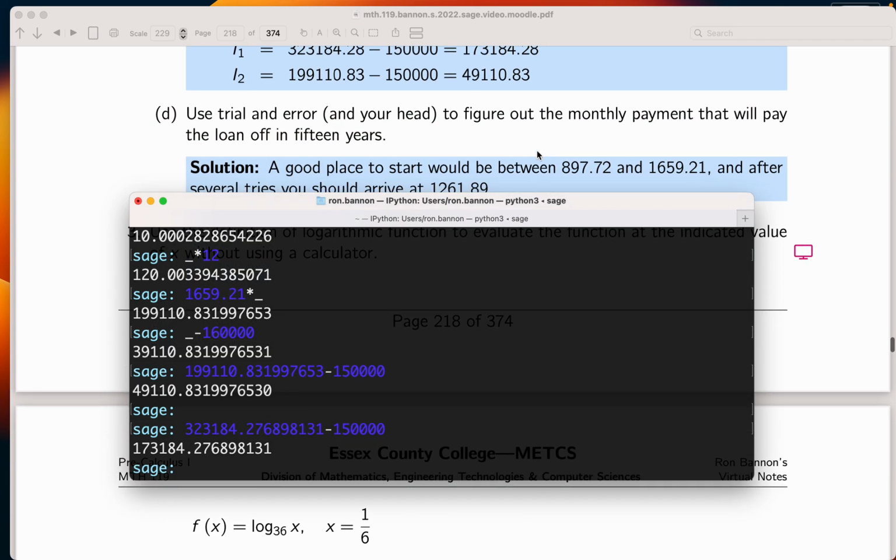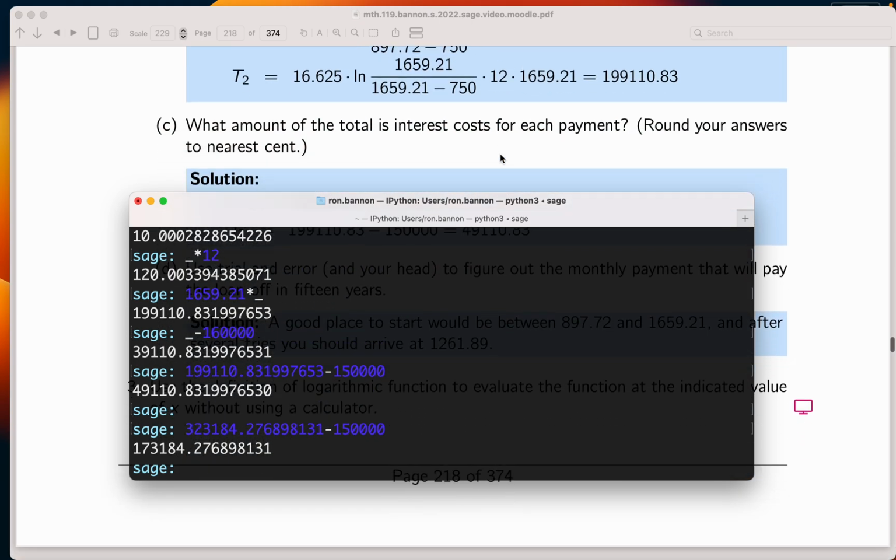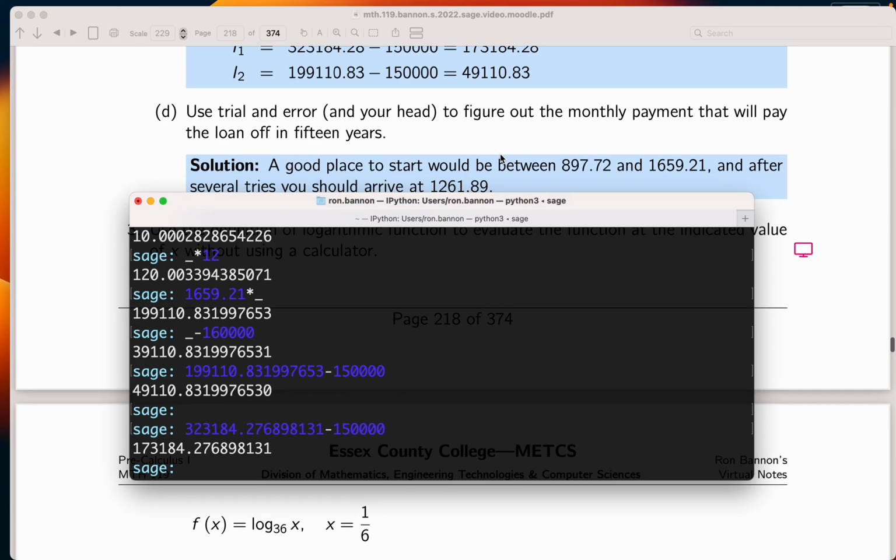All right, use trial and error in your head to figure out the monthly payments that will pay off the loan in 15 years. All right, a little more difficult, isn't it? So I know in 10 years the payment would be $1,659, and I know the other one. Let's make sure I understand what that means. Yeah, 30 and 10. So I know the payment is somewhere between those two, right?